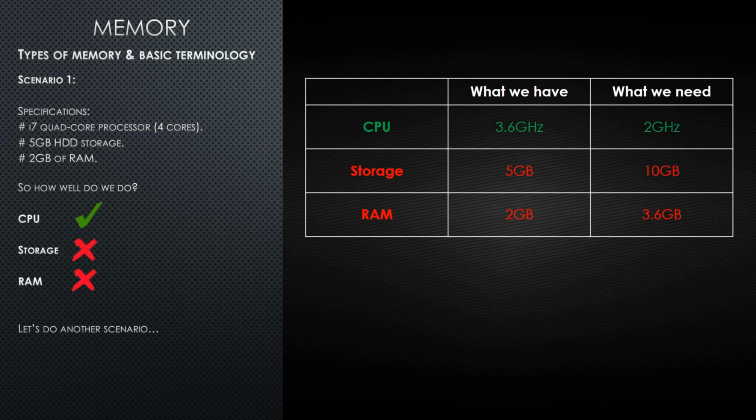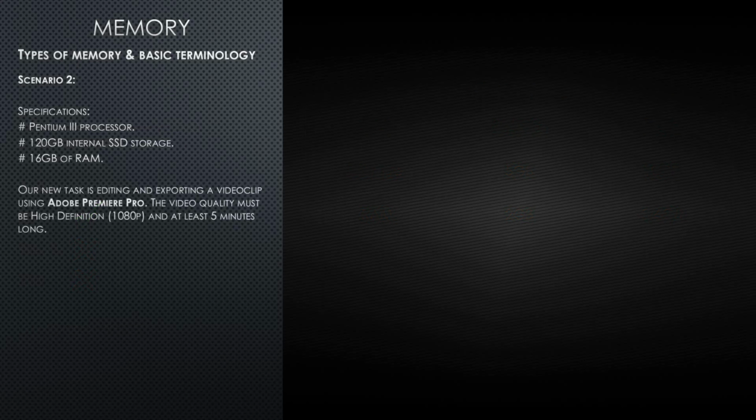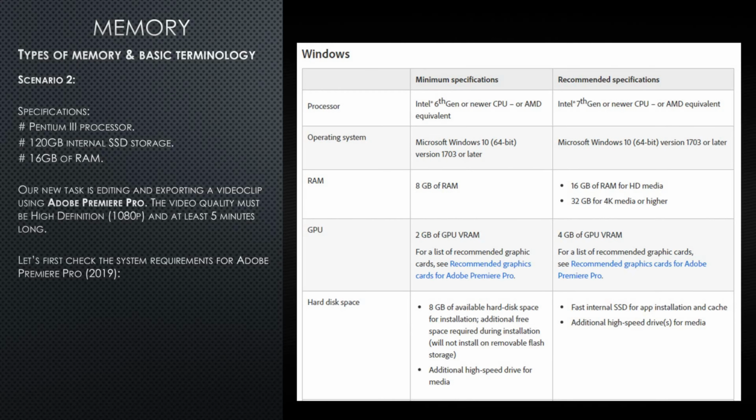Let's try another scenario. Our new task is editing and exporting a video clip using Adobe Premiere Pro. The video quality must be high definition of 1080p and at least 5 minutes long. Let's check the Adobe Premiere system requirements first. We need a 6th generation Intel CPU, a minimum of 8 gigabytes of storage, and 8 gigabytes of RAM. So to summarize, we need at least 8 gigabytes of RAM, a 6th generation CPU, a powerful GPU, and about 8 gigabytes of storage for the software installation.